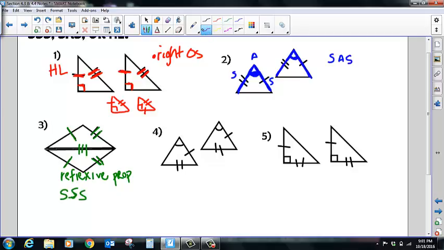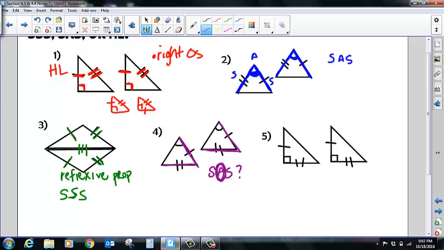Now, what about for number 4? Number 4, again, we have two sets of sides marked congruent. We have this set of sides, and we have this set of sides. And then we also have an angle marked congruent. So a lot of times people actually want to say that this is side angle side. But remember that angle placement is really important. That angle has to connect the two sides together.